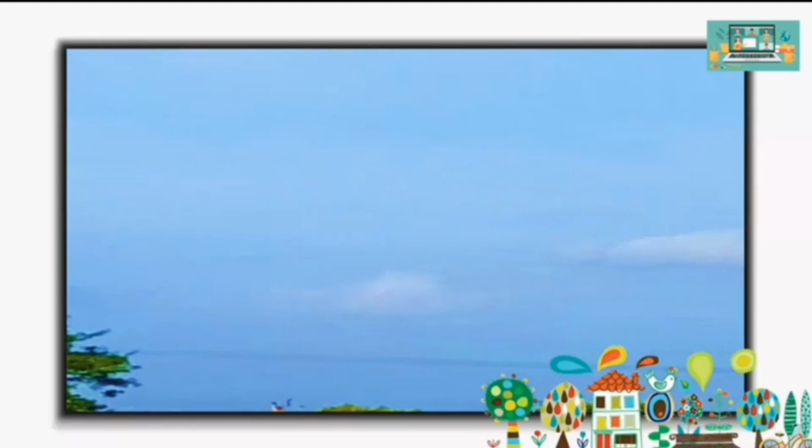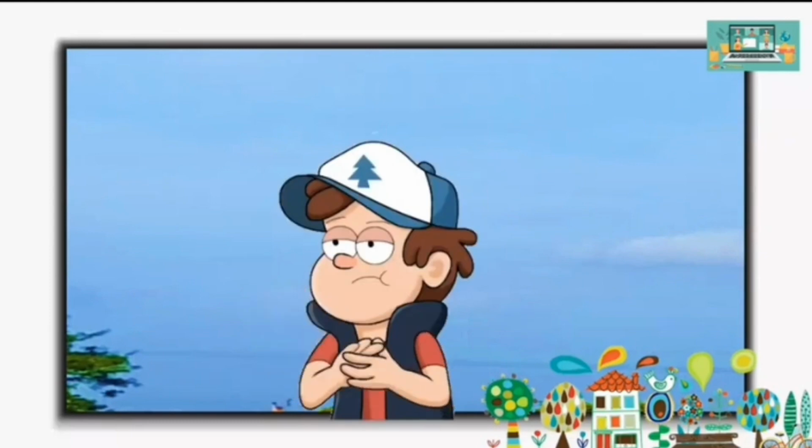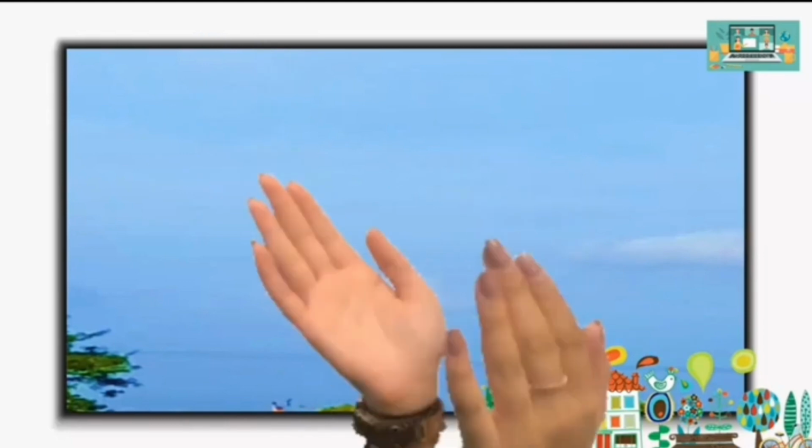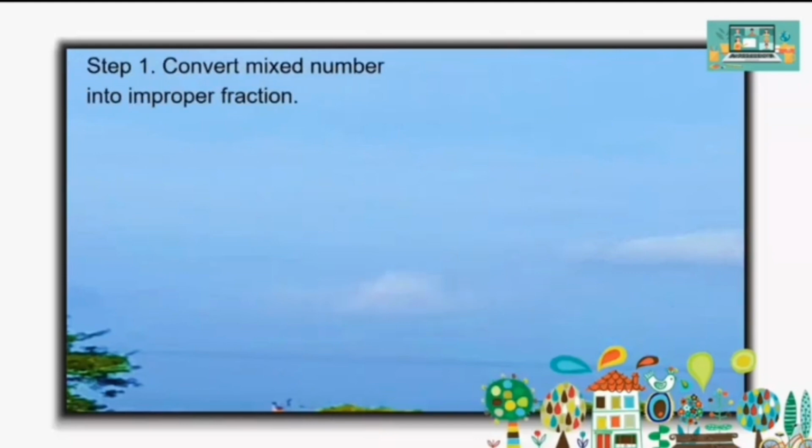We will now proceed to the steps on how to do it. If you are ready, clap once. If you are excited, clap twice. And if you are ready to rock, clap thrice. Step number 1. Convert mixed numbers into improper fractions. 13 and 1/2: you simply multiply 2 times 13, that is 26, plus 1 equals 27. Then copy the denominator 2. So it is 27 over 2. Then simplify 1 and 1/2. Change to improper fraction. 2 times 1 equals 2, plus 1 equals 3. Then copy the denominator 2. So our new divisor is 3 over 2.